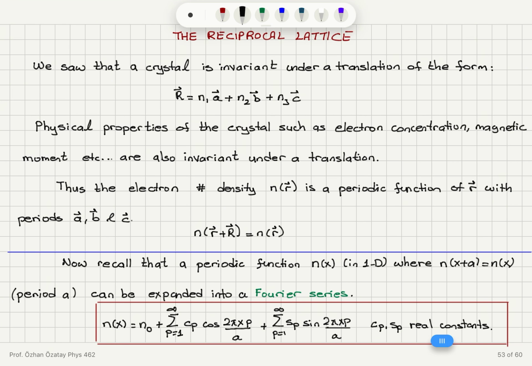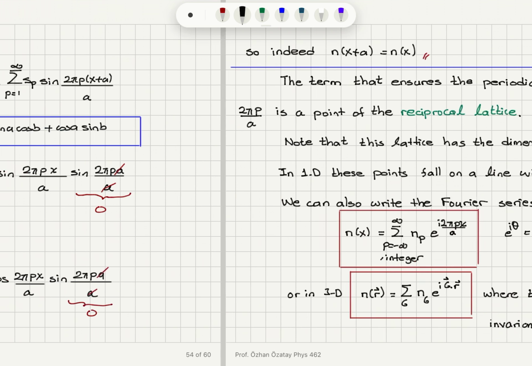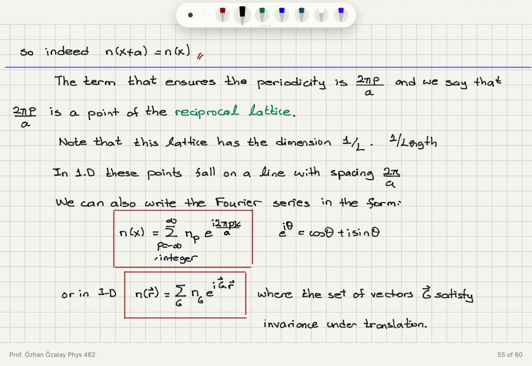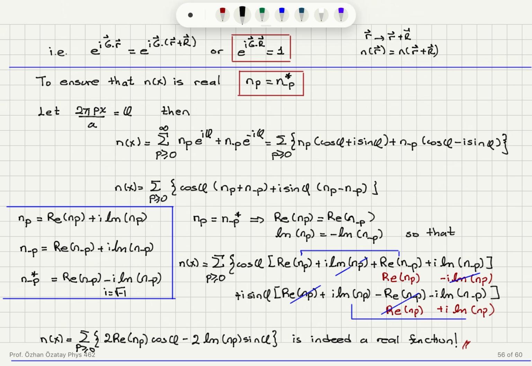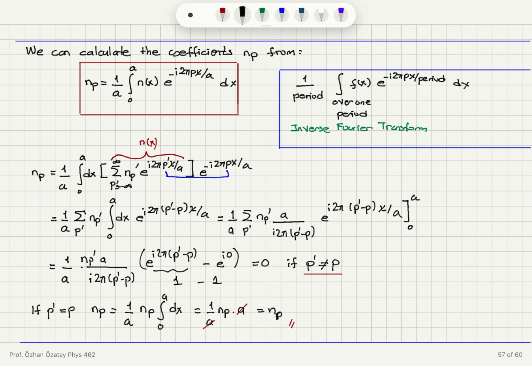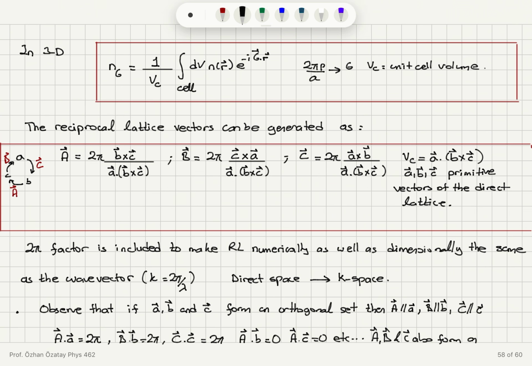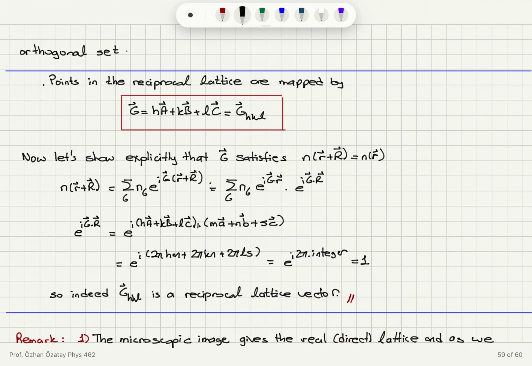Basically, we have seen that in the 1-dimensional version, we can write the n of x, a real function, as a sum of cosines and sines. And we have seen that when we generalize it to 3 dimensions, we can write this as n_G e to the i G dot r, but now these coefficients n_G are complex coefficients, and for the 1-dimensional version we have shown explicitly that these complex coefficients should satisfy n_p equals n_minus p complex conjugate, and these coefficients are obtained using the inverse Fourier transform.